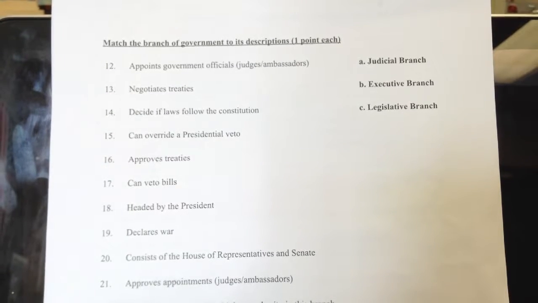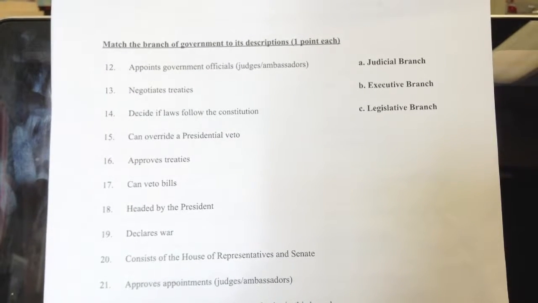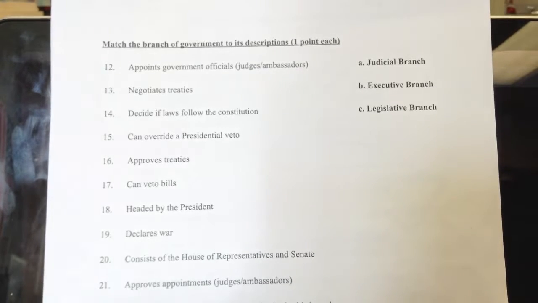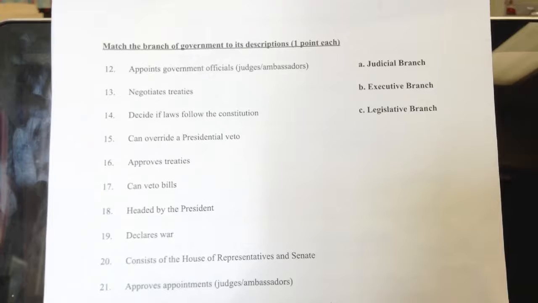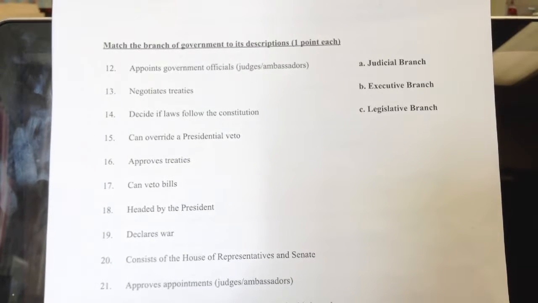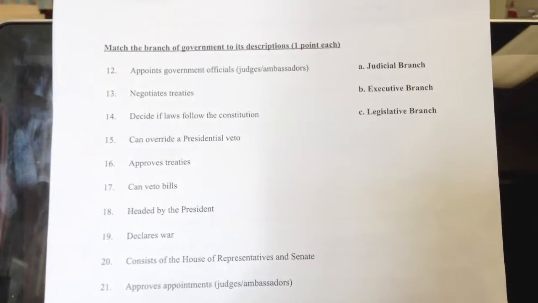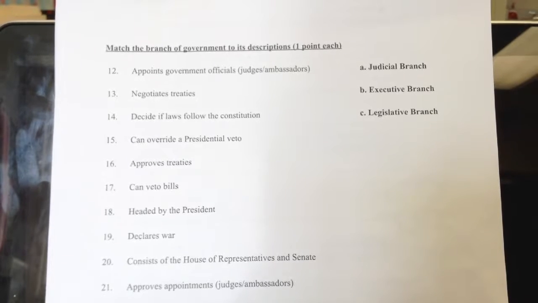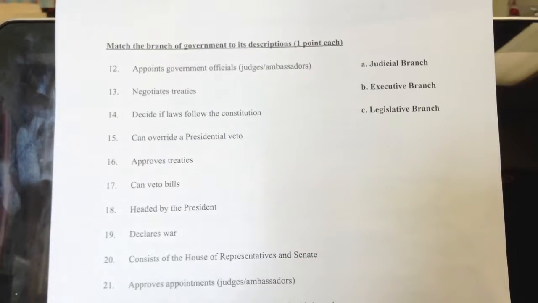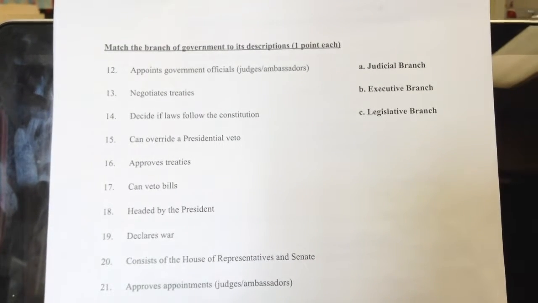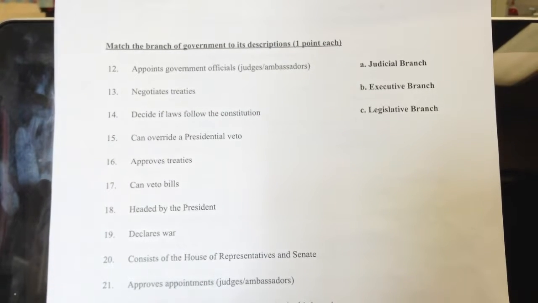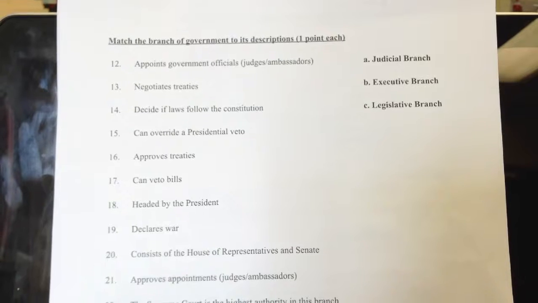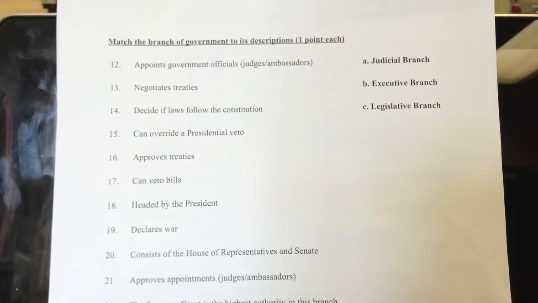And again, the choices are judicial branch, executive branch, or legislative branch. Number 15. Can override a presidential veto. Number 16. Approves treaties. Number 17. Can veto bills. Number 18. Headed by the President.